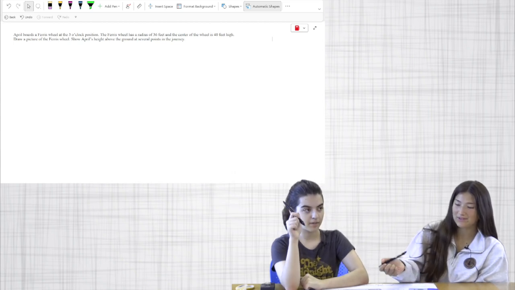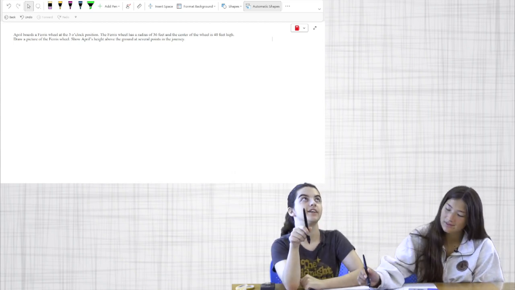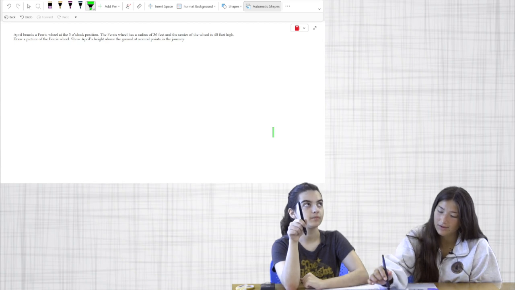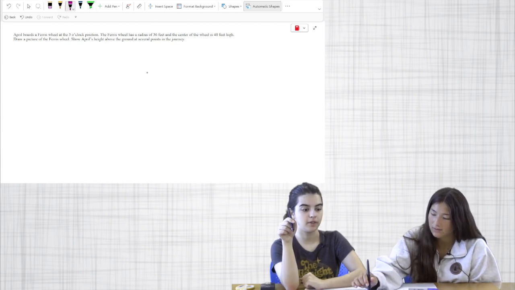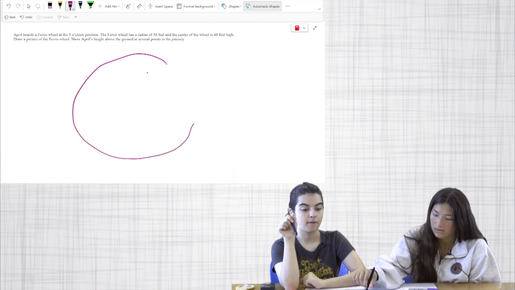Okay, so we'll draw a circle. Whatever her height is, we have to add 4 feet to it. Because the bottom of the Ferris wheel is 4 feet above the ground.